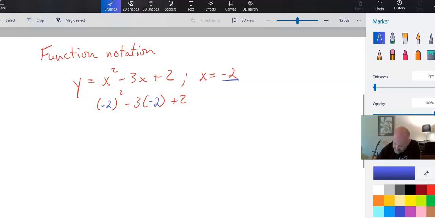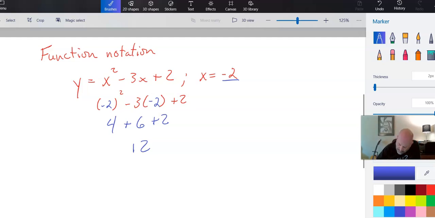So I can go ahead, we'll have to do the exponents first. So -2 squared is -2 times itself, which is +4. And then -3 times -2 gives me a +6, plus 2. And so I end up with 12. And so I know when x is -2, y is 12.